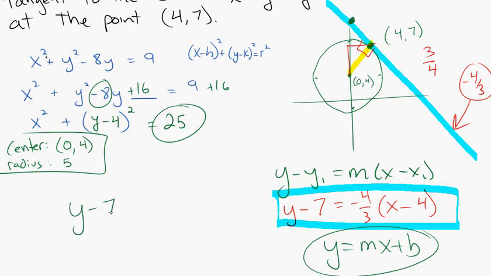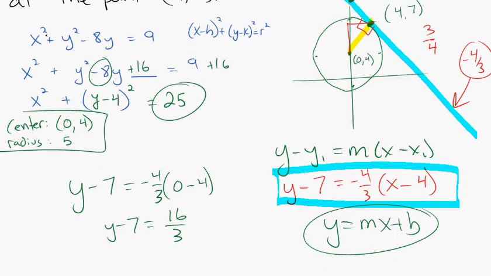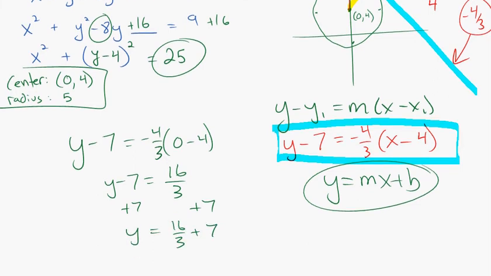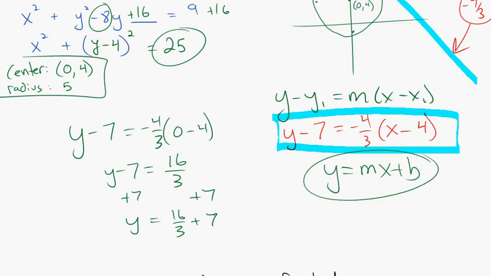So if we do y minus 7 equals negative 4/3 times (0 minus 4), we have y minus 7 equals positive 16/3. If we add 7 to each side, we have y equals 16/3 plus 7. 7 is the same as 21/3. So we have 37/3.